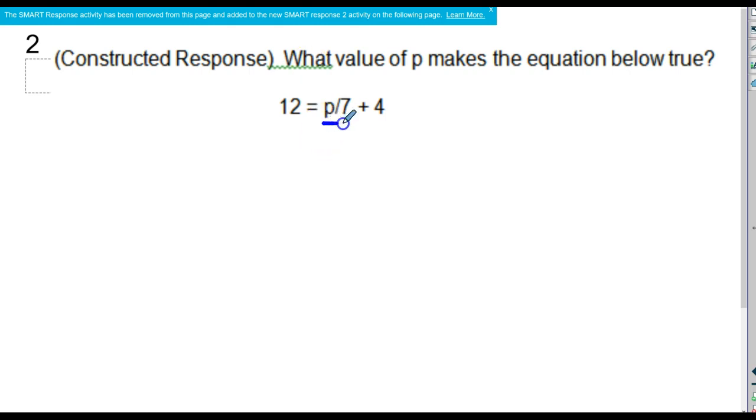Now some people might get tripped up by this. P divided by 7 looks weird, right? But it almost looks like a fraction, P over 7, and that's what that really is. It's just a division problem. All right, so let's take a look at it.